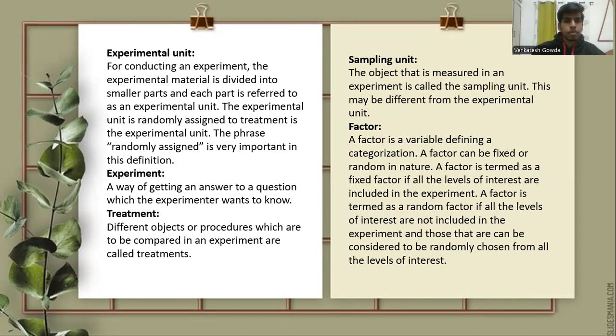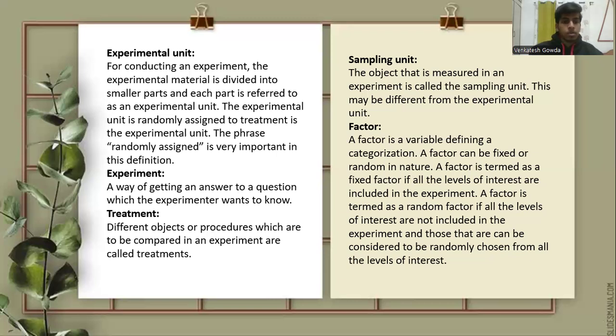So first is the experimental unit. For conducting an experiment, the experimental material is divided into smaller parts and each part is referred to as an experimental unit. The experimental unit is randomly assigned to a treatment. The phrase randomly assigned is very important in this definition. Next definition is the experiment. So what is an experiment? A way of getting an answer to a question which the experimenter wants to know.